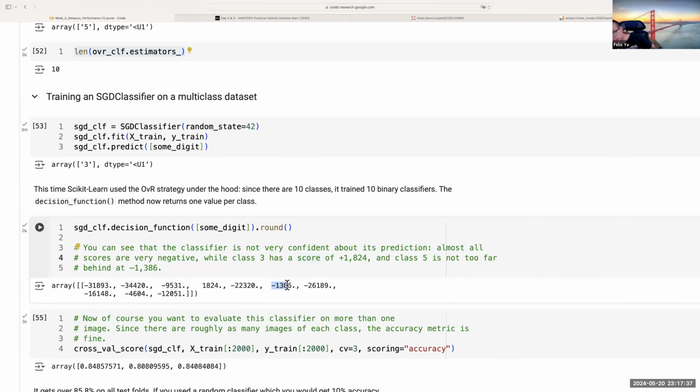If you see this image right here, let's say it is 3. It's quite a reasonable guess as well.